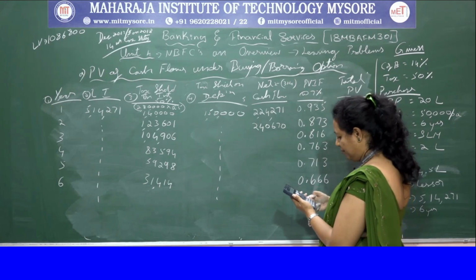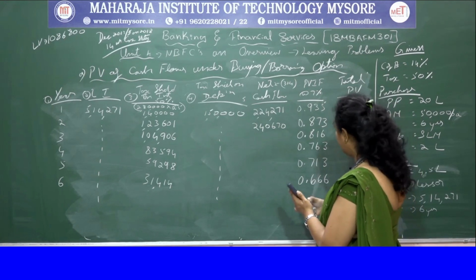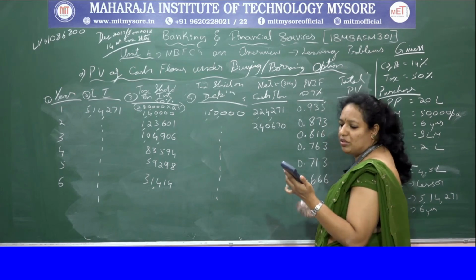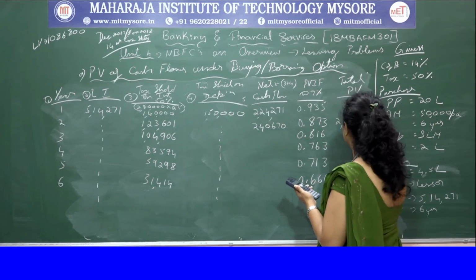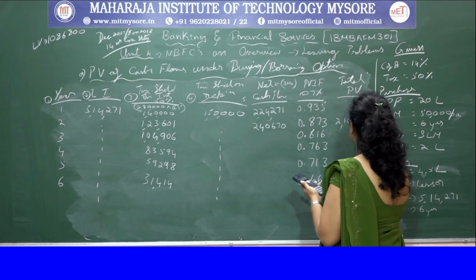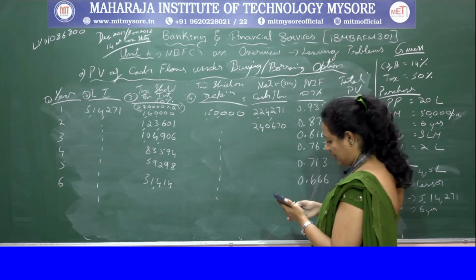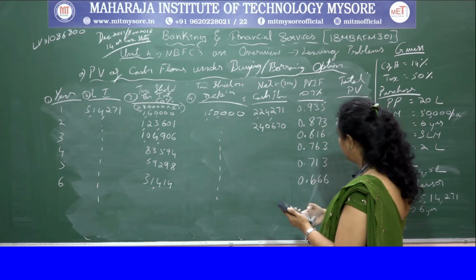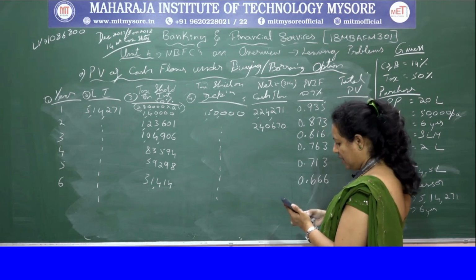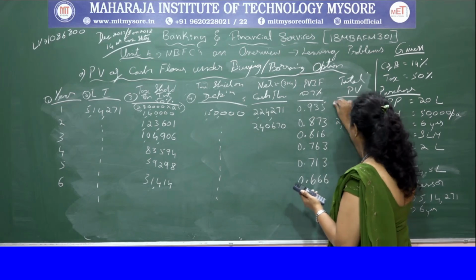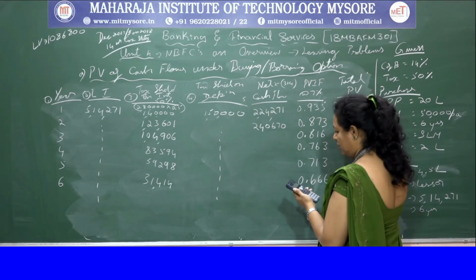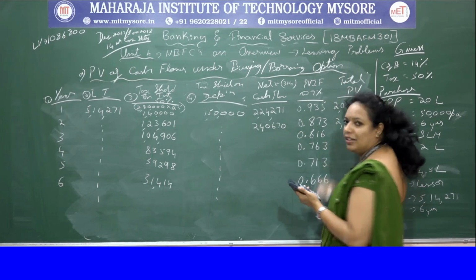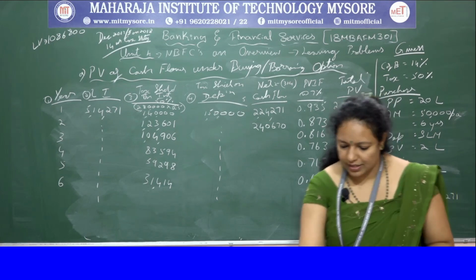Just multiply these two: into 0.873, you get 2,10,105. First one I had not done, so I'll do that. 2,24,271 into 0.935, you get 2,09,693. I'll take a different chalk.